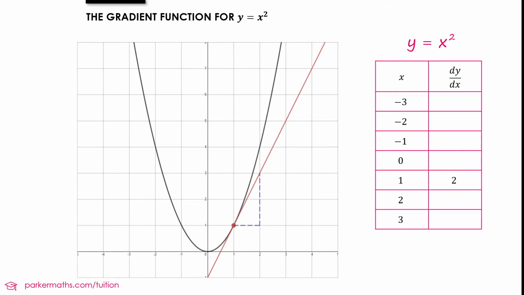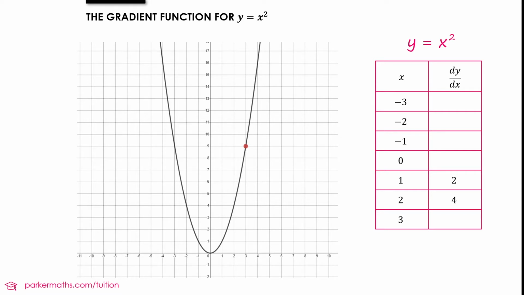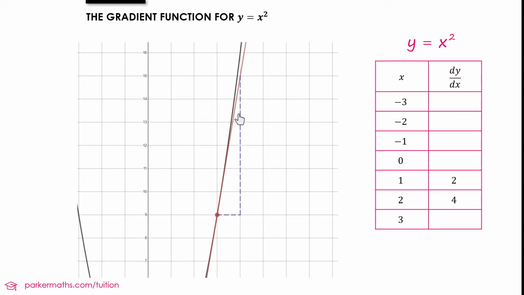Next we'll do x equals 2. We'll draw another tangent. And here for every 1 unit we move across, we're moving 4 units up. And so at x equals 2, dy dx would be 4. Next we'll do x equals 3. We need to zoom out a bit for this. Again we draw the tangent. And here, for every 1 unit we move across, we'll move 6 units up. We'll just zoom in a bit to see that more clearly. 1, 2, 3, 4, 5, 6. So the gradient at the point x equals 3 is 6.